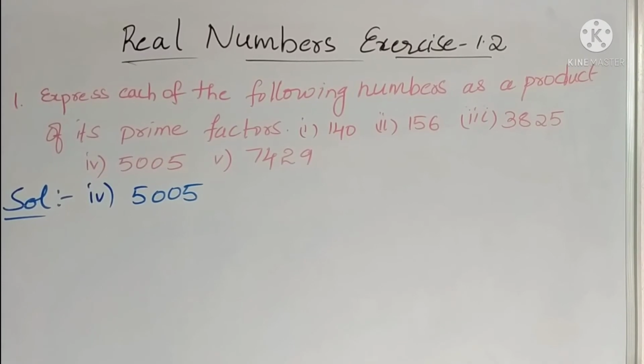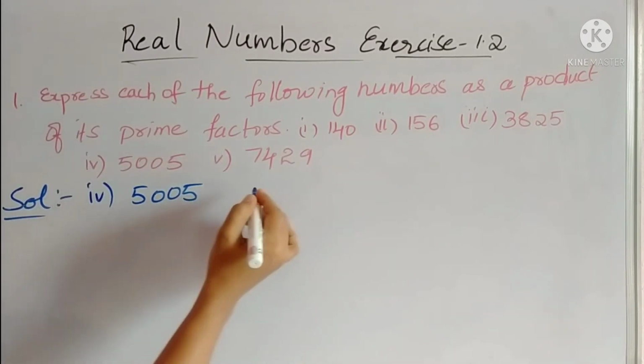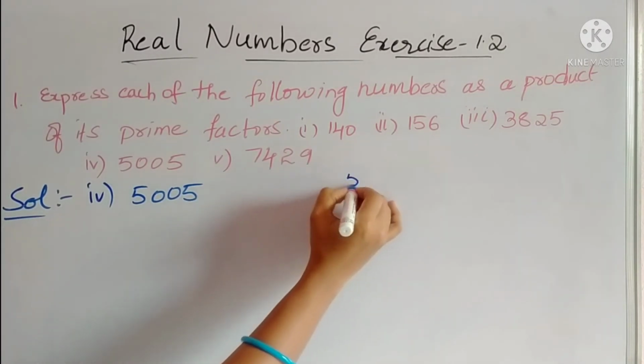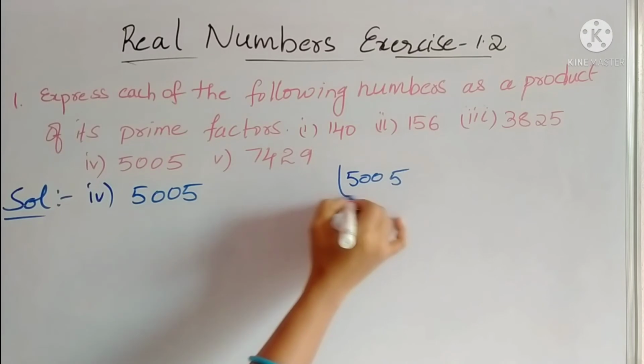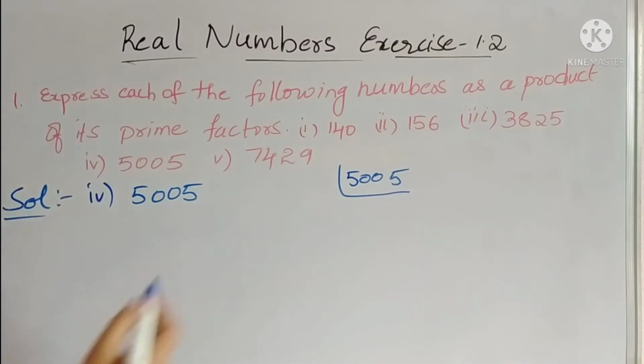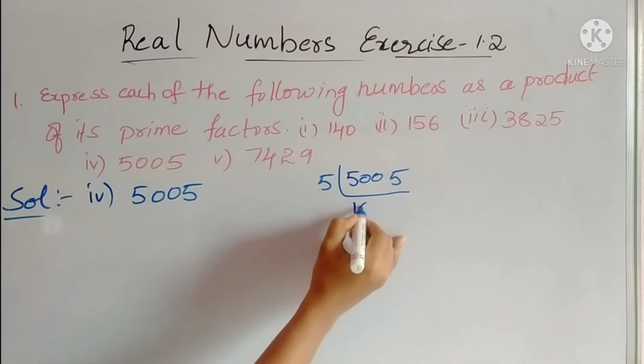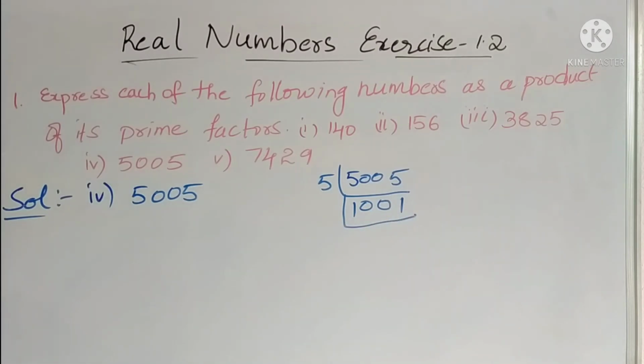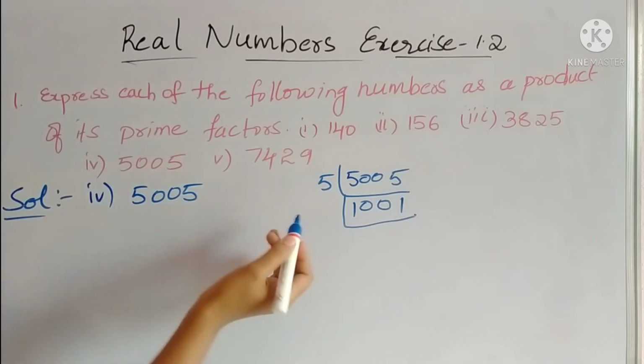The fourth one is 5005. Okay. Product of its prime factors. We should write as a product of prime factors. So in the rough work we will do this calculation. Okay. 5 ones are 5, 0, 0 and 1. So here if you observe, next prime number after 5, next prime number 7.